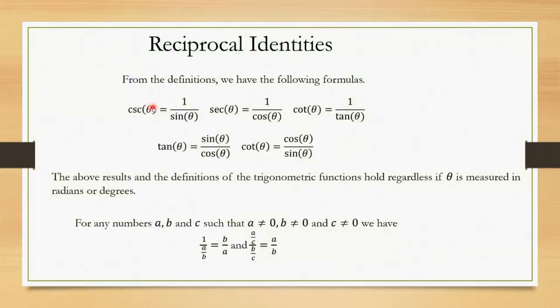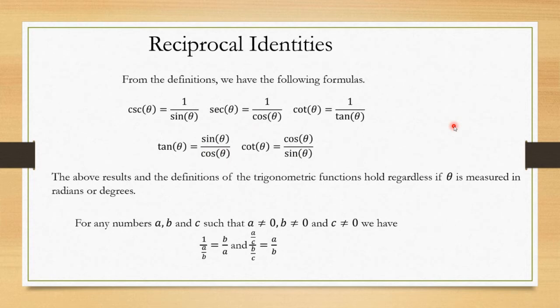But these are just identities you can actually prove easily from the definitions. It just takes a little bit of algebra, not much though. Cosecant of theta is 1 over sine of theta. Secant is 1 over cosine of theta. Cotangent is 1 over tangent of theta. And from there, we can also get tangent is sine over cosine of theta. Cotangent then is cosine over sine of theta. So we have these identities.